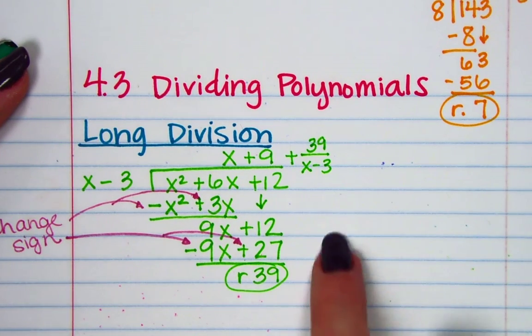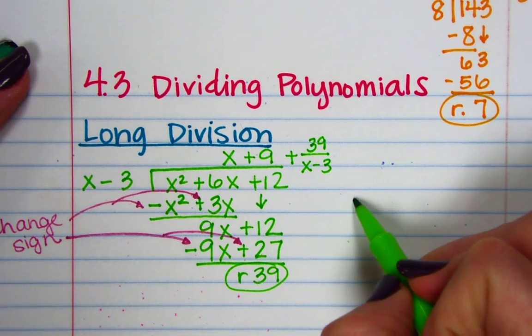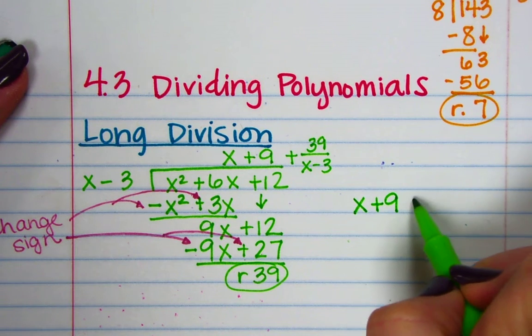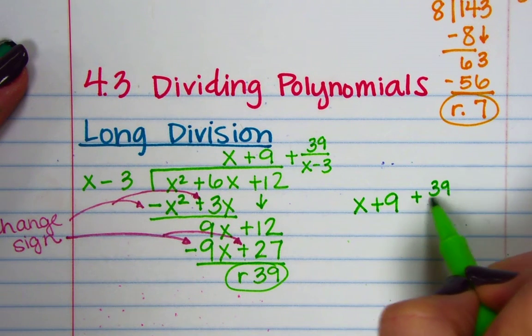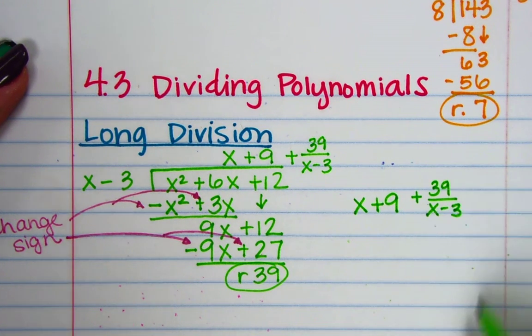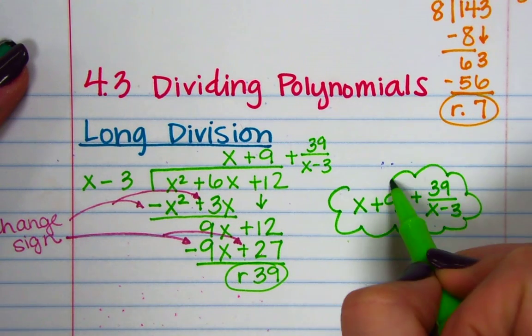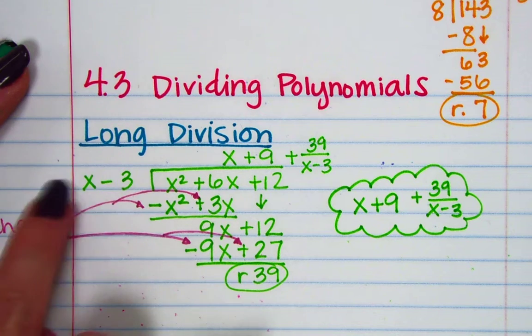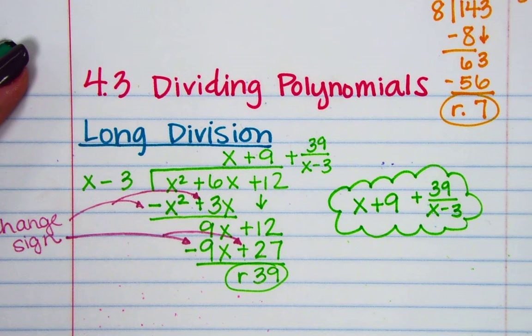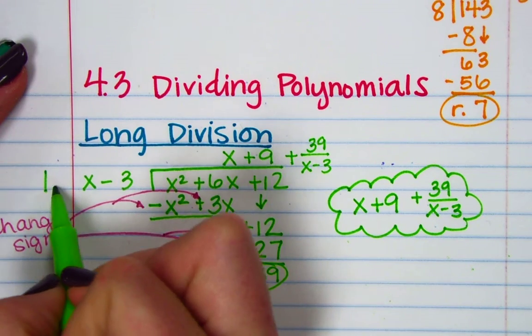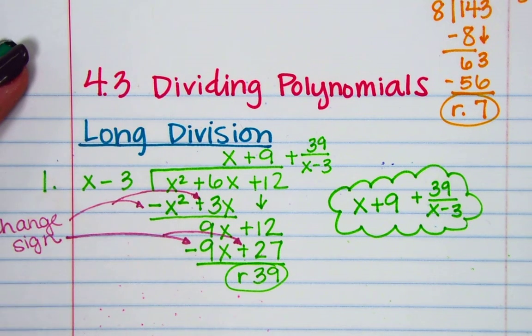Okay, so I'm going to rewrite my answer out here so it's a little easier to see. X plus 9 plus 39 divided by x minus 3. That's our answer. Okay, it does not go in evenly. That means x minus 3 is not a factor. Okay, I keep forgetting to number it. That was number 1.